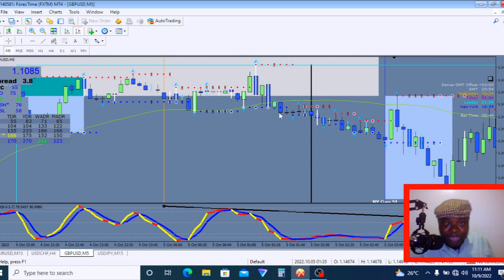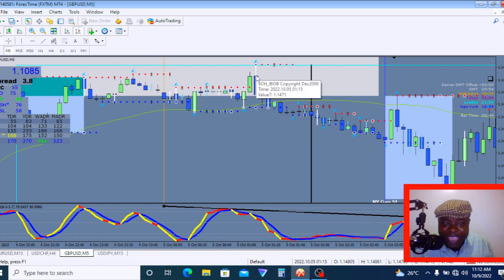Now, look at the line that I drew in 1 hour. I drew this line in 1 hour to indicate where we have our engulfing pattern. This is where we have our engulfing pattern, and immediately we get this engulfing pattern, we do what? In 5 minutes, this is where we have our engulfing pattern, this very candle engulfs this highest candle.